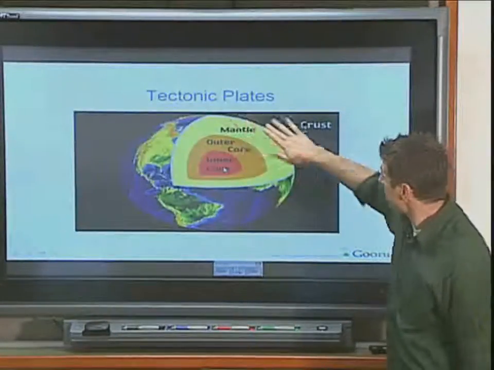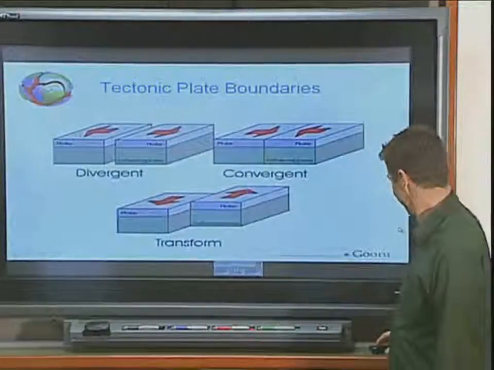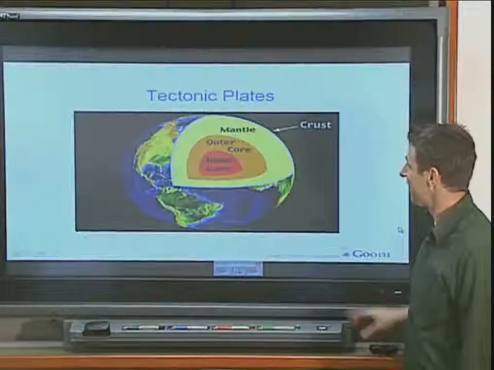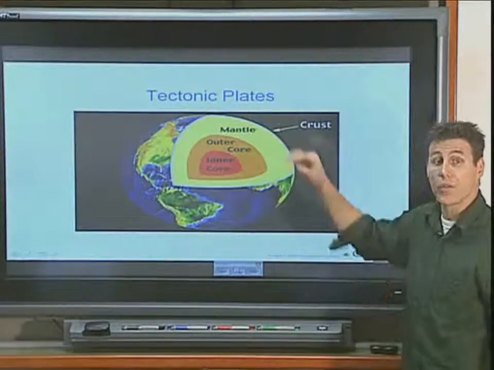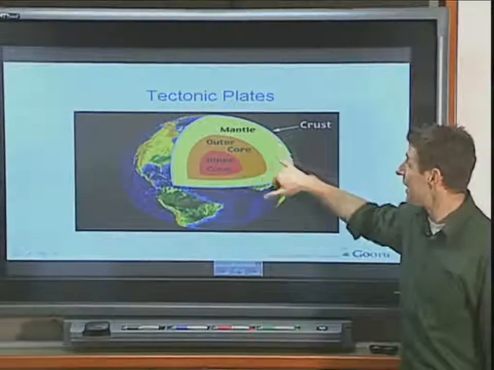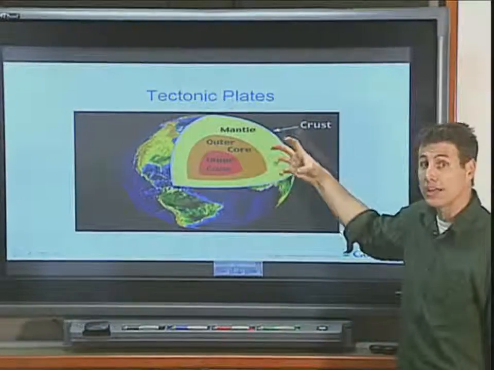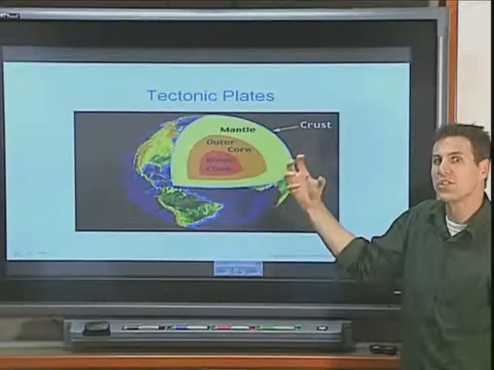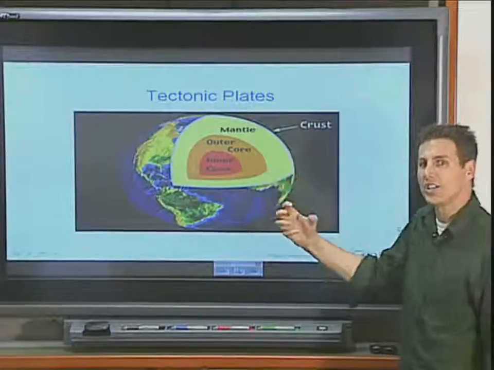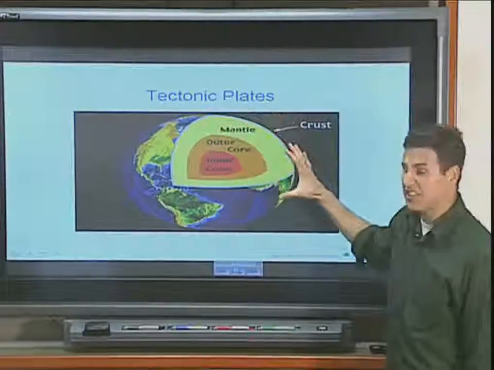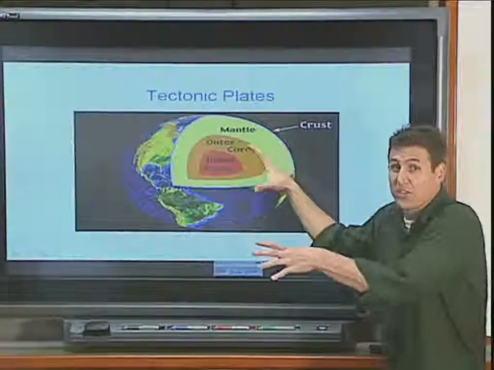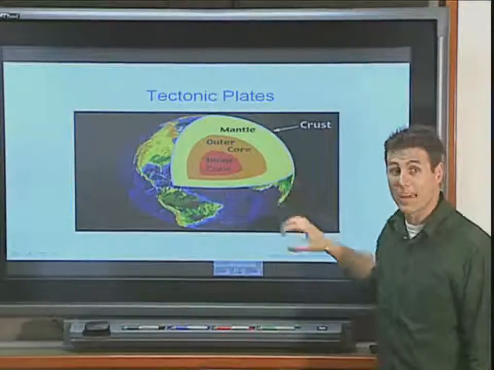Now you can see here we have the outer layer of the Earth, called the crust, that sits on the mantle. The mantle is liquid rock. It's molten hot liquid rock. And the crust sits on top of that liquid rock and shifts around depending on the movement of the mantle underneath.